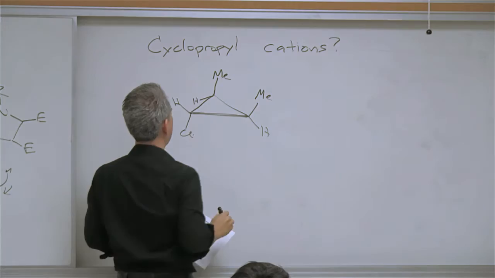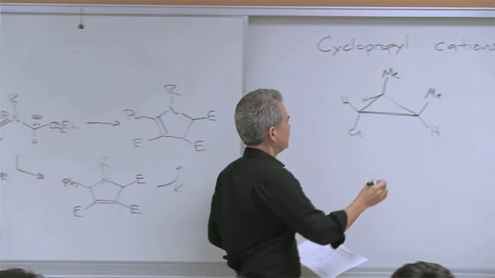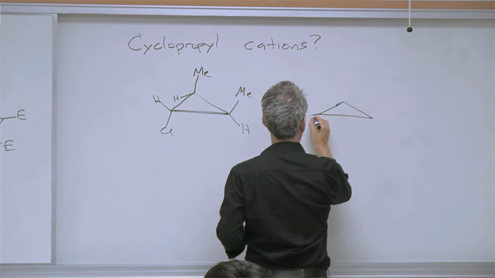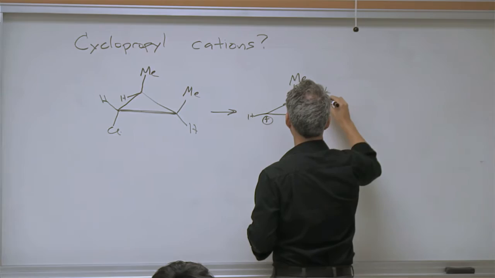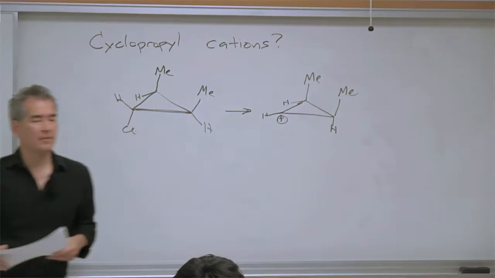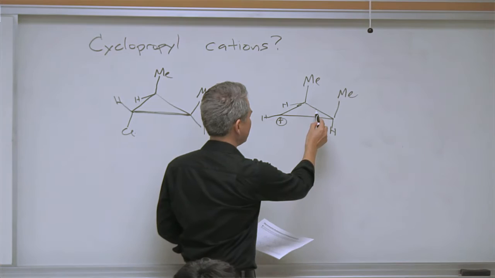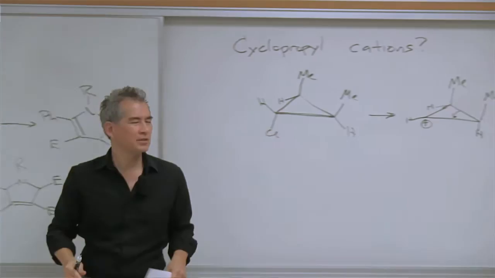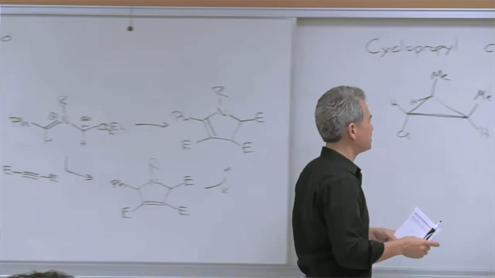Okay, so let's imagine what happens if we ionize to give a carbocation. So now we have an empty p orbital there. And so now if I push the electrons and do some sort of a ring opening, really, I've only got one pair of electrons, and that's in this bond. It's kind of arbitrary which direction I push that arrow. So there's only two electrons. This is a two-electron system. Is this disrotatory or conrotatory?